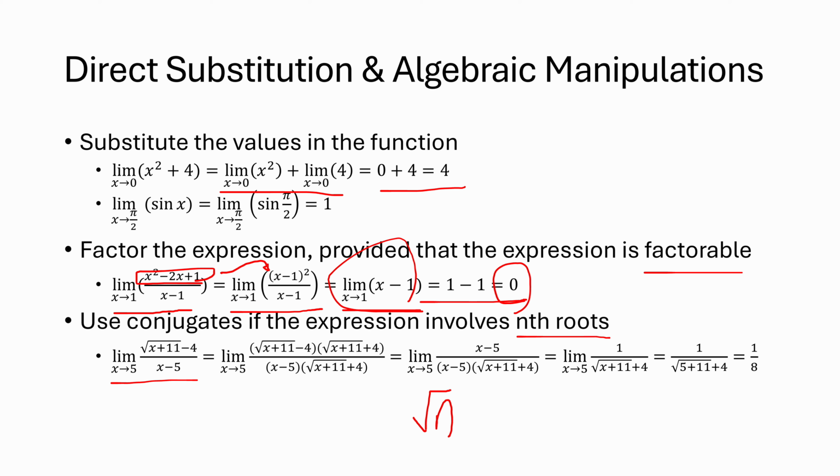And you will notice that this product will result in x minus 5, and the denominator is unchanged, in which we can divide by x minus 5 because it is a value that is not equal to 5, rather it is approaching 5 from values less than or greater than 5. So it will result in 1 over square root of x plus 11 plus 4. And if you directly substitute the values, it is not in an indeterminate form, and so you can directly substitute it, which equals 1/8.